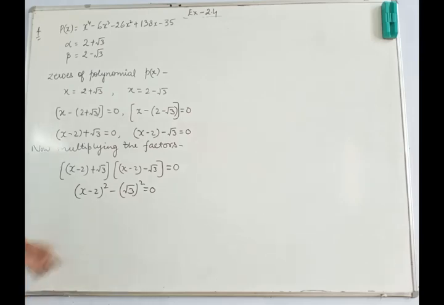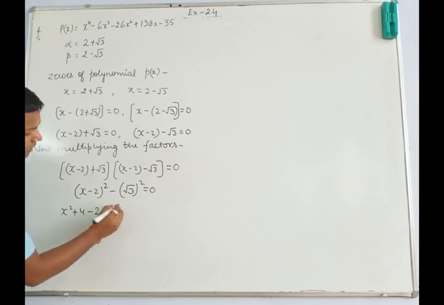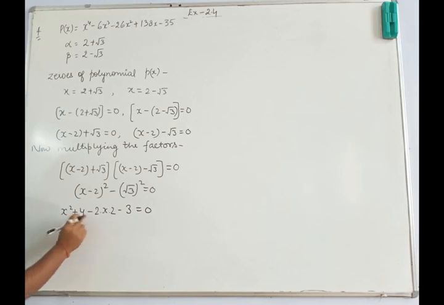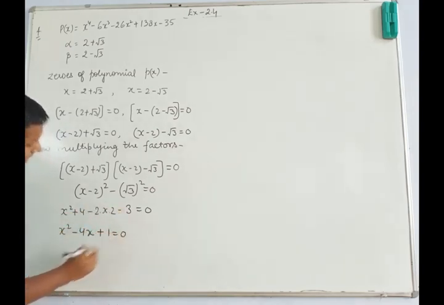So let us open the square of x − 2. What will it be? x² + 2² = 4 minus, because (a − b)² is what? a² + b² − 2ab. So a² + b² − 2ab, minus (√3)², which is 3, equals 0. Now here it is x² + 4 − 4x, we can write it directly. Now 4 minus 3 is what? 1.